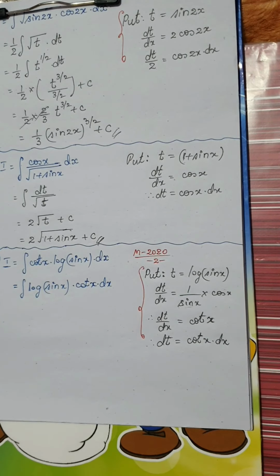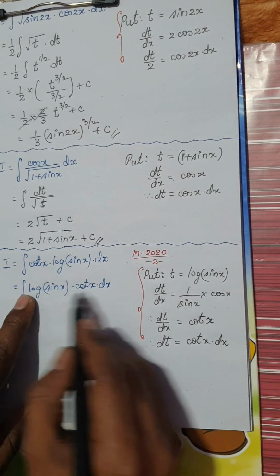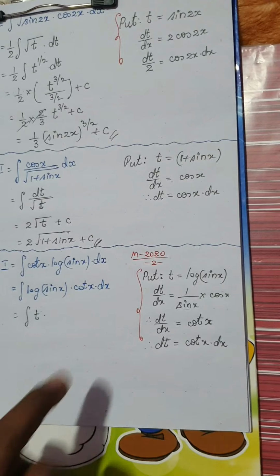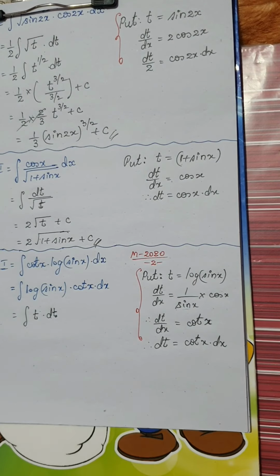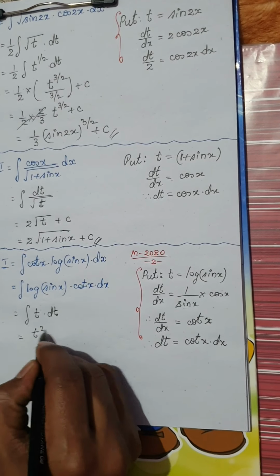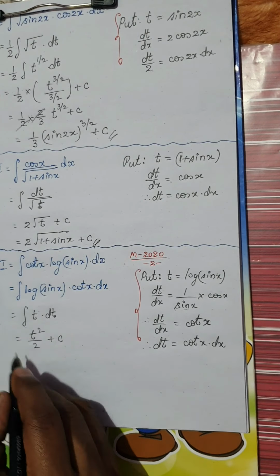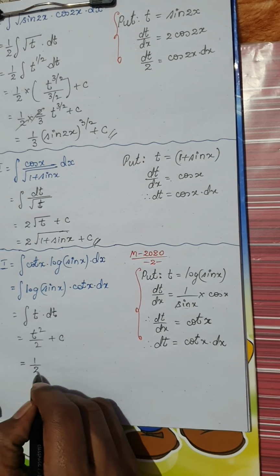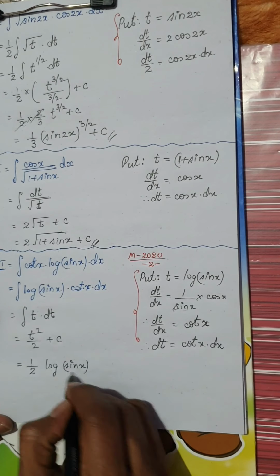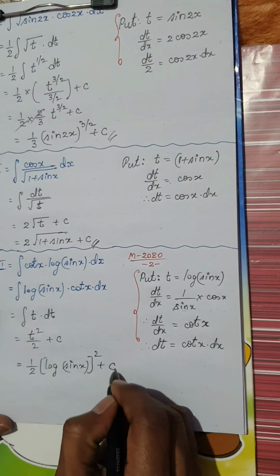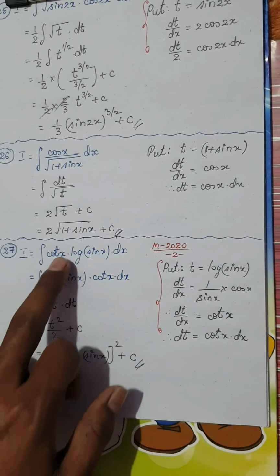Now we will go back to the original integral. So this becomes the integral of, now look here, log of sin x I will replace as t, and cot x dx I will just take as dt. See how simple the integral became. Now the integral of t would be t square by 2 plus the constant of integration. Okay, so finally replace back for t. So I am going to write half into, what is t? t is log of sin x whole square plus the constant of integration, and this is the final result for the above solution.